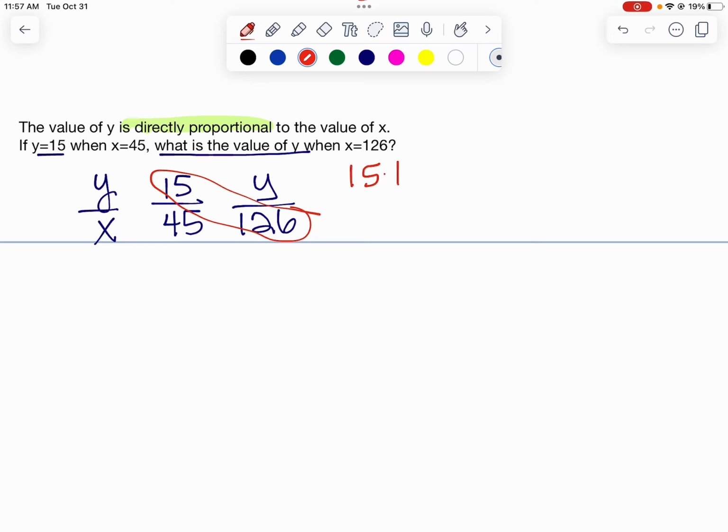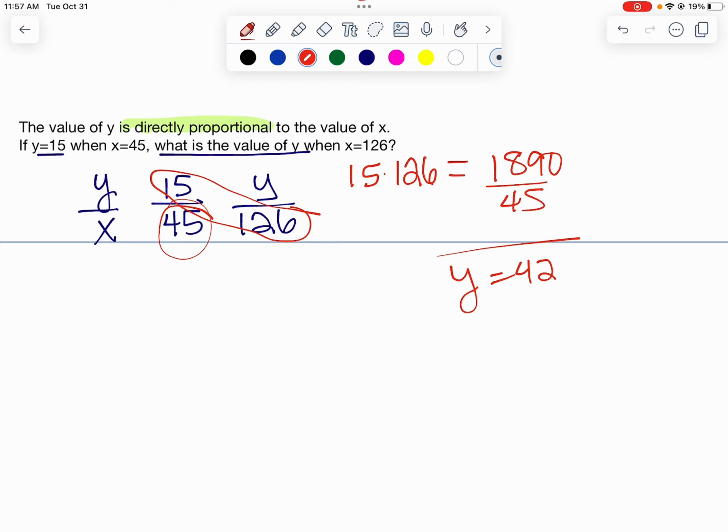15 times 126 equals, let me pull up my calculator here. 15 times 126 is a really big number, equals 1890. And then we're going to divide by this 45. And I get y is 42, and that would be my answer. So you're setting up a proportion and you're cross multiplying and dividing.